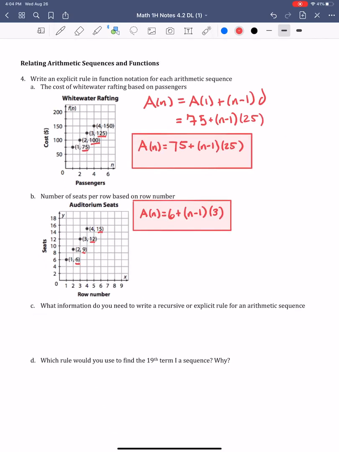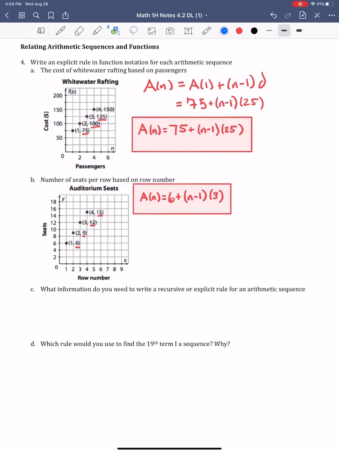All right, we'll finish these last two up. It says, what information do you need to write a recursive or explicit rule for an arithmetic sequence? So there's two pieces of information that you need. Hopefully you remember. We need a1, which is the first term, and we also need d, which is the common difference.